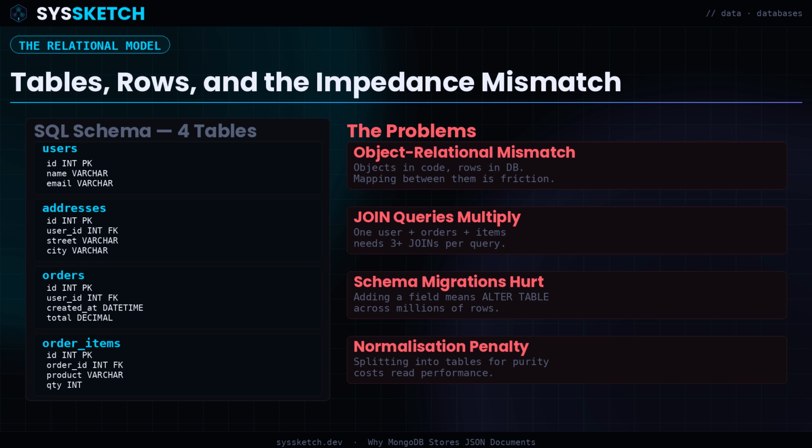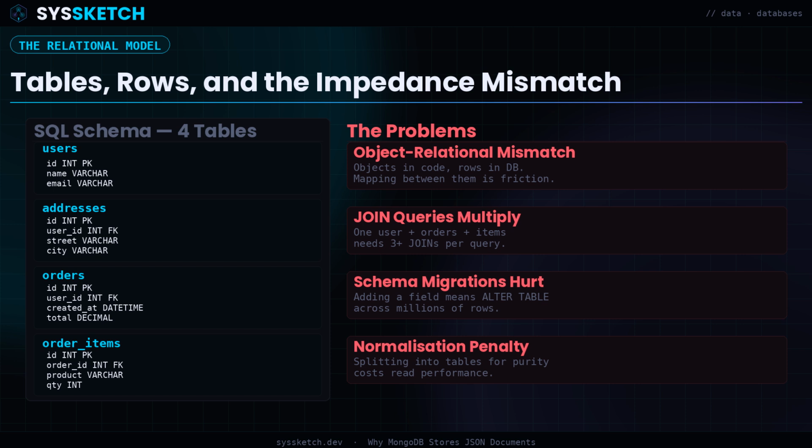First, the object-relational mismatch. Your application code works with objects and arrays, but your database stores rows and foreign keys. You need an ORM or a mapping layer to translate between the two worlds, and that translation is a constant source of complexity and bugs. Second, join queries multiply. A single page load might require joining users to addresses, orders to line items, and products to inventory. Each join is a cost.